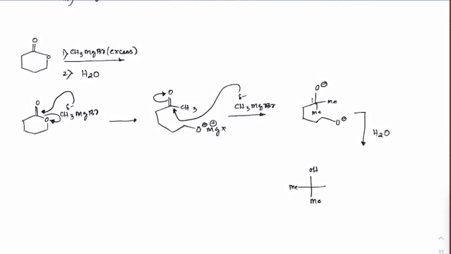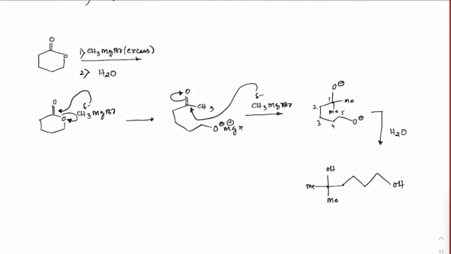This is the first carbon, second, third, fourth, fifth carbon. On the fifth carbon we have ended up with OH. So this will be the final product. On one side we will have this primary alcohol, and on the other side we will have this tertiary alcohol form.